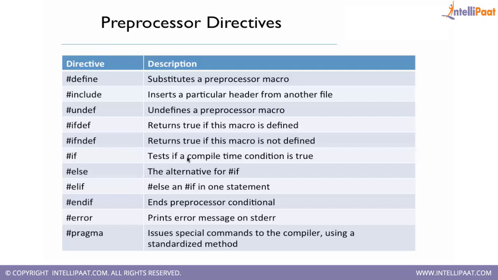Hash if tests if a compile-time condition is true. So this is done at compile time only. Else is the standard alternative of if, and endif ends the preprocessor condition. Hash error prints the error message. Pragma issues a special command to the compiler using a standardized method.